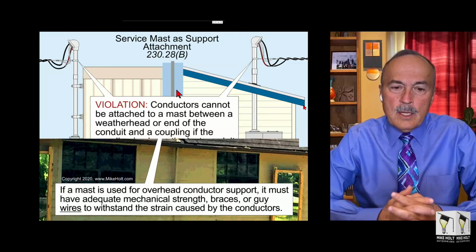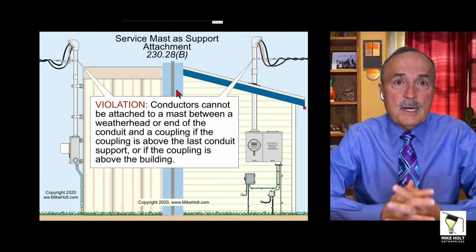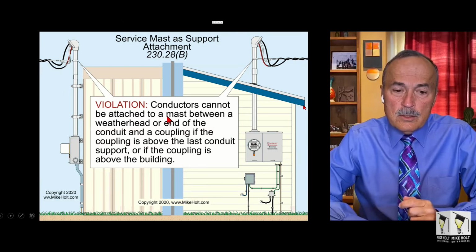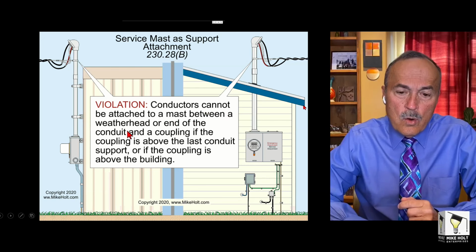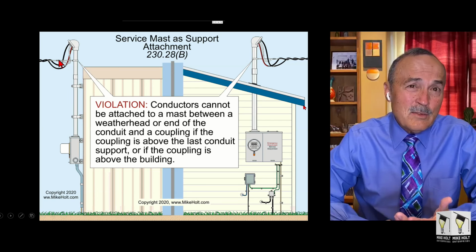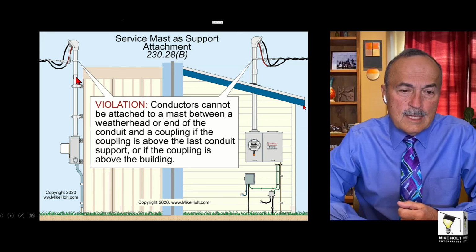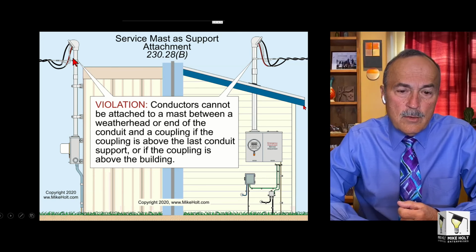All right, service mast, since we're still talking about the service mast: conductors cannot be attached to a mast between a weatherhead or the end of a conduit and a coupling. So here's your coupling, for kind of obvious reasons, right? You can't put the point of attachment above the coupling.